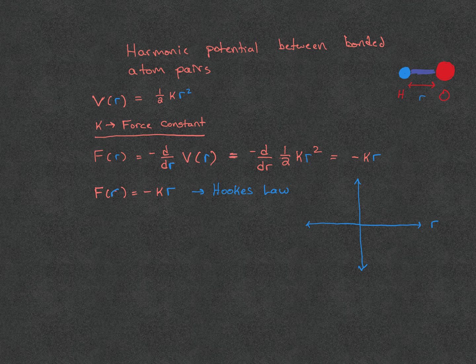So in the way I've written this expression, the minimum of the potential occurs at R equals 0, right? And at R equals 0, we don't actually mean when H and O are right on top of each other. We mean that when we are at the equilibrium separation, the difference between the actual separation and the equilibrium separation is 0. So a little bit confusing.